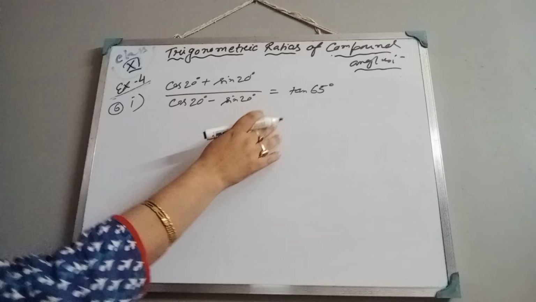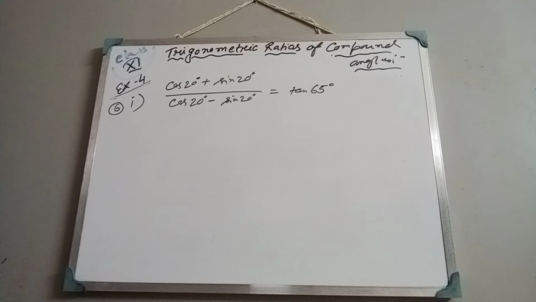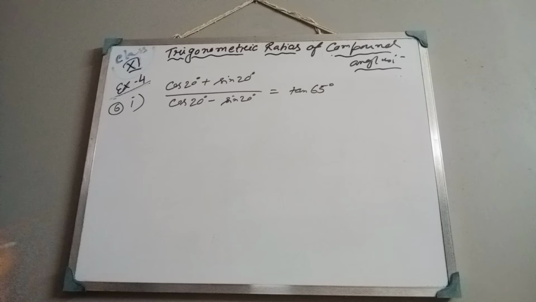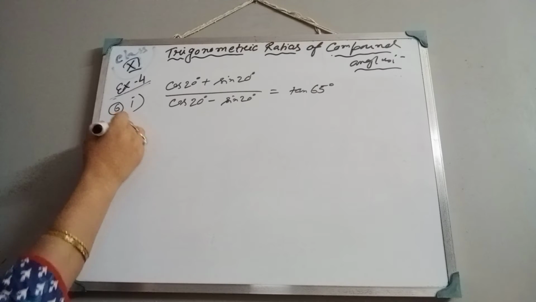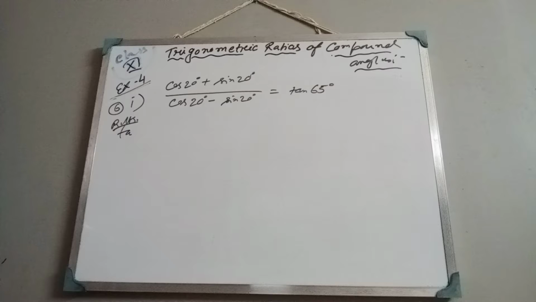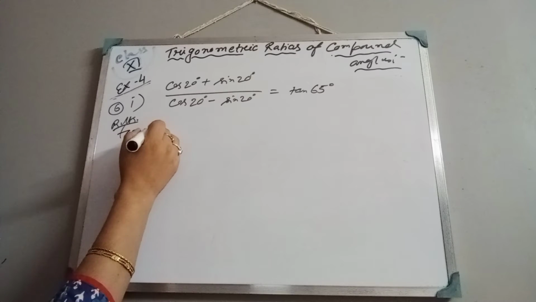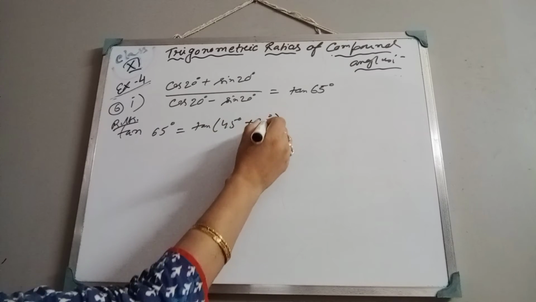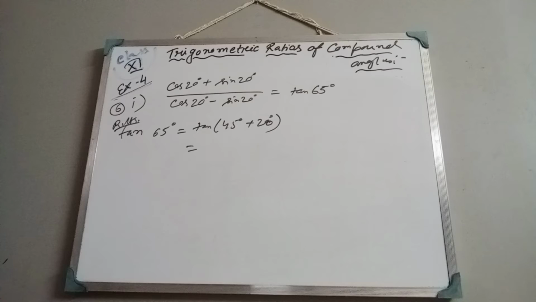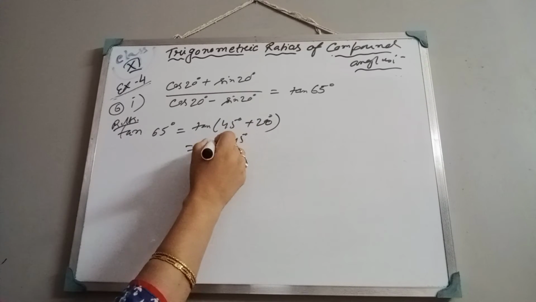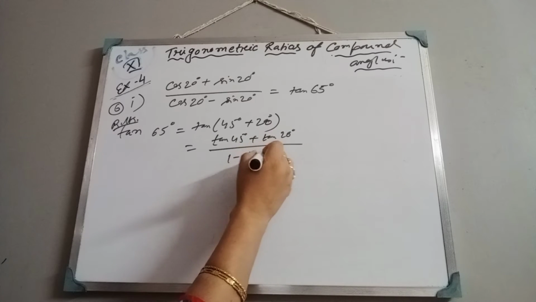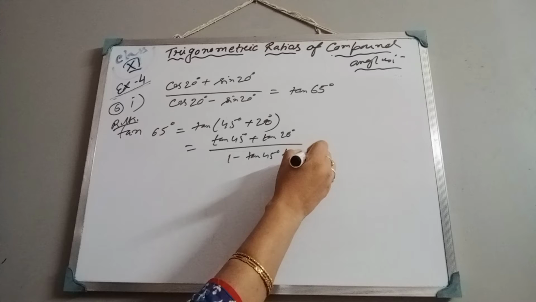Okay, let's start with the right hand side as it is, tan 65 degree. So we can write in terms of tan A plus B form, tan of 45 plus 20, as 20 degree is there and the 45 value we know. Tan 65 degree, we can write this as 45 plus 20. What is the formula? Tan A plus B formula we know: tan A plus tan B by 1 minus tan A tan B.